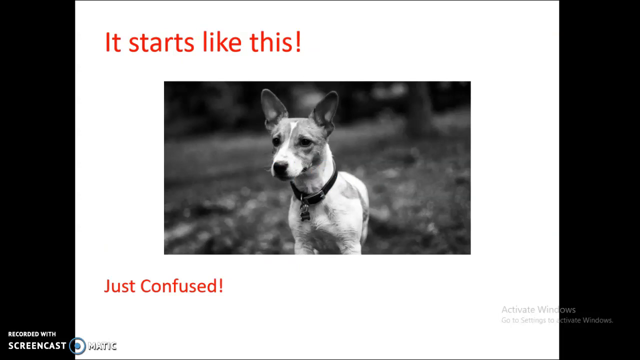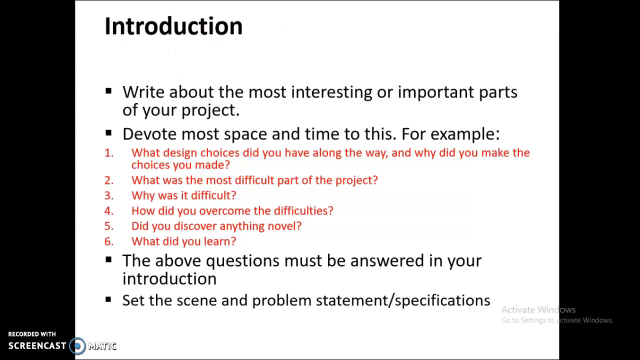So you always start at a level where you are confused. If you look at this image, it starts at a level where you are just confused. But it is okay to be at that state, because it gives you a starting point. So to introduce this, you must write about the most interesting and important parts of your project or your thesis, and you devote much of your time and your writing to this. For example, you may want to explain the design choices you have selected and why you've taken such design choices.